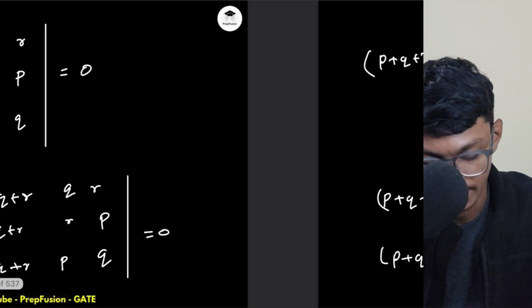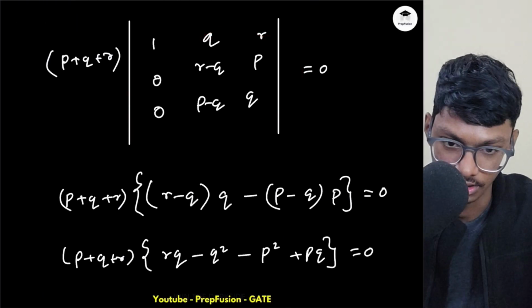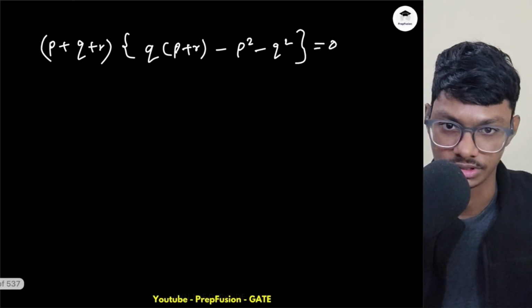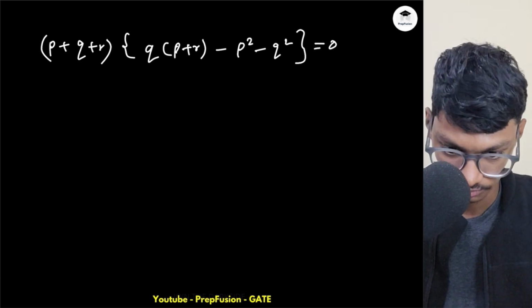Or you can directly see from the columns itself. Totally depends on you how you see. I showed you both of the methods.